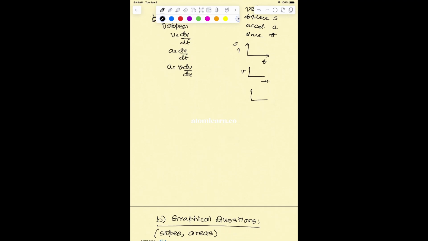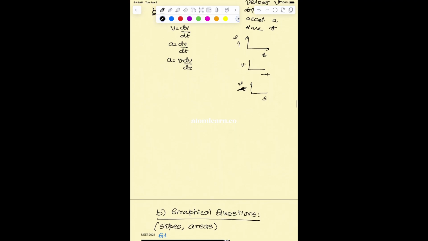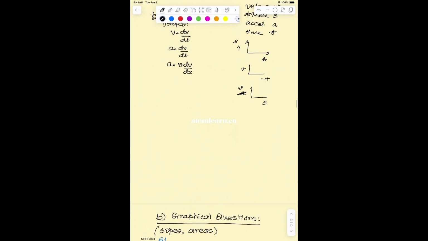Sometimes you will have acceleration with time, which of course is a case of non-uniform acceleration. Right now we are restricting ourselves only to uniform acceleration. Therefore, such an acceleration versus time graph does not come in our topic now. Then you can have velocity versus displacement sometimes. These are the possible three graphs which will be given in the question.